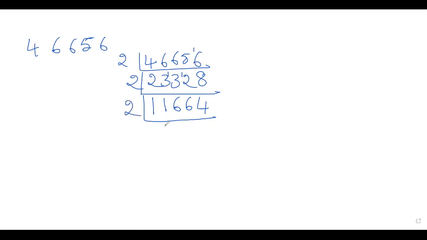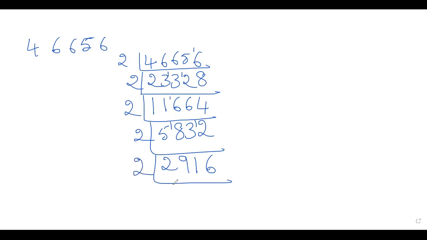2 4s are 8. Okay, we again divide by 2. 1 is a smaller number, so I am taking 11. 2 5s are 10. Here there is 11, 2 5s are 10, so what is the remainder? 1. Now it is 16. 2 8s are 16. Next, 2 3s are 6. 2 2s are 4. Again, divided by 2. 2 2s are 4. What is the remainder? 1. Now it is 18. 2 9s are 18. Next, we have 3 here. 2 1s are 2. Remainder is 1. Now it is 12. 2 6s are 12.